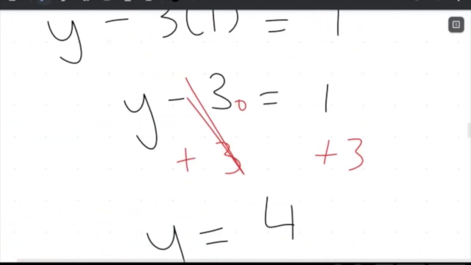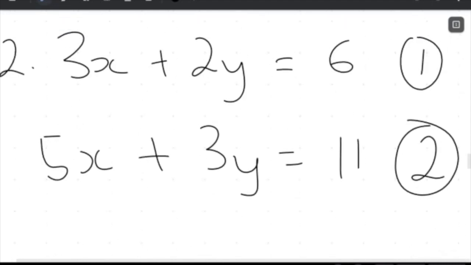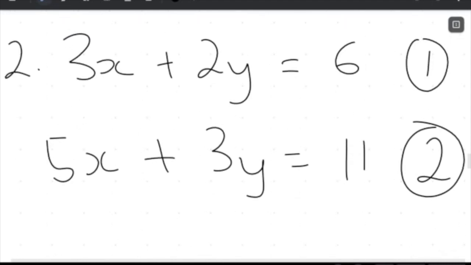Okay, let's try another example. Oh, actually, if I scroll down, we have my second example here. Now, this one is slightly harder because in the previous example, we could get 1y to 2y quite easily. But here, it's not immediately obvious how we can make any of these variables the same.